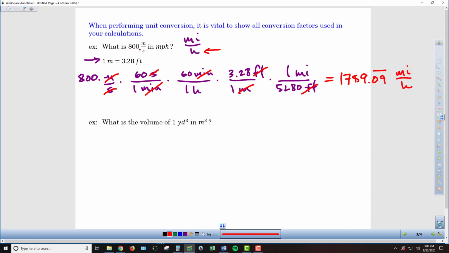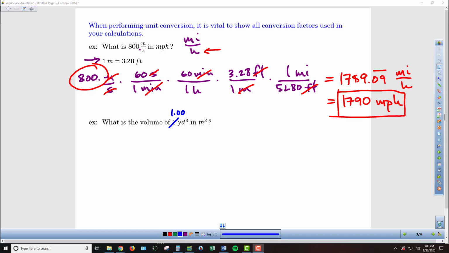And then again, we've got to round off to the appropriate number of significant figures. Since we had 3 in this original measurement, and everything else is just a conversion factor, it doesn't play a role. We can say that our answer is 1790 miles per hour. And again, no decimal point after that 0 in this case, otherwise we'd be indicating that 0 is significant. It is not. We only have 3 sig figs, that's why we rounded off to the nearest 10.